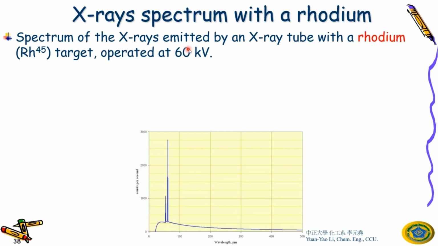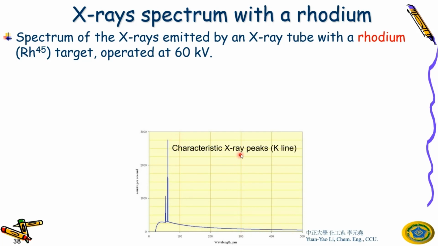So the spectrum of the X-ray emitted by an X-ray tube with a rhodium target operated at 60 kilovolts. Okay, and the result comes out like this. You might wonder, Professor, in the last lecture or just now, we only understood that you can find the characteristic peak or the characteristic X-ray. Well, what happened to this one? There's a curve which is broad, it's not sharp. What's going on with this?